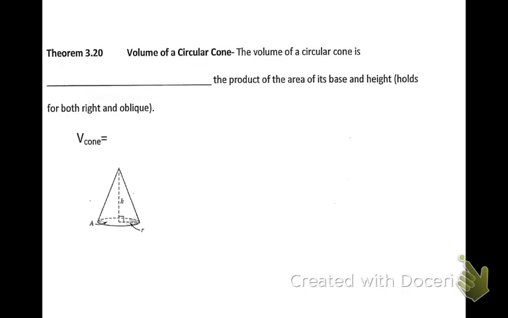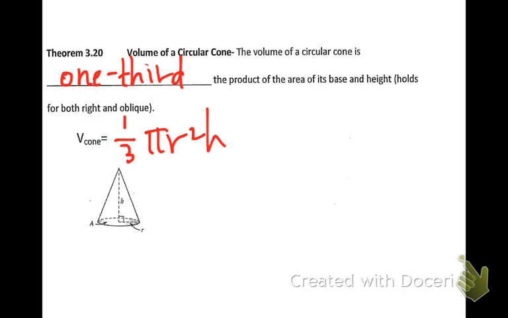The volume of a circular cone is 1/3 the product of its base and height. So the volume of a cone equals 1/3 pi r squared times h.